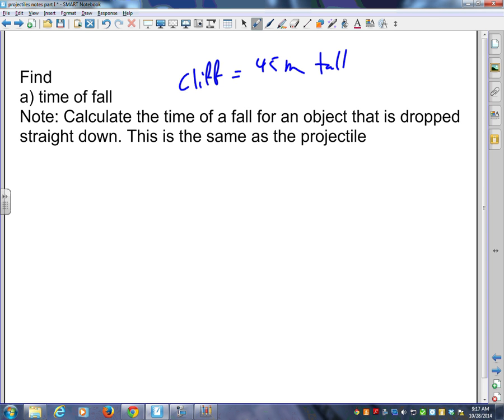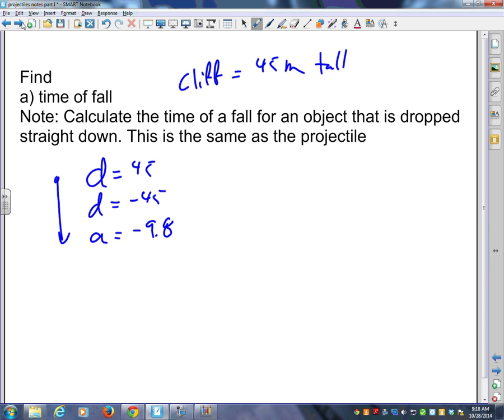No, because rule number one of all these problems is what? The horizontal and the vertical are independent. It makes no difference that it's going horizontal. None whatsoever. So all I really need to do is figure out how long it takes for an object to fall 45 meters down. Now, would you use d equals 45 or d equals minus 45? And before you answer, would you use acceleration of minus 9.8 or positive 9.8? I think we would all agree that it would be minus 9.8, wouldn't we? So do I use 45 or minus 45?